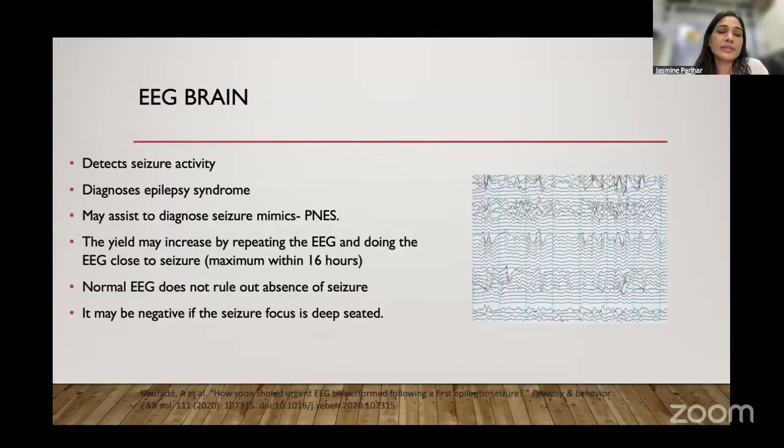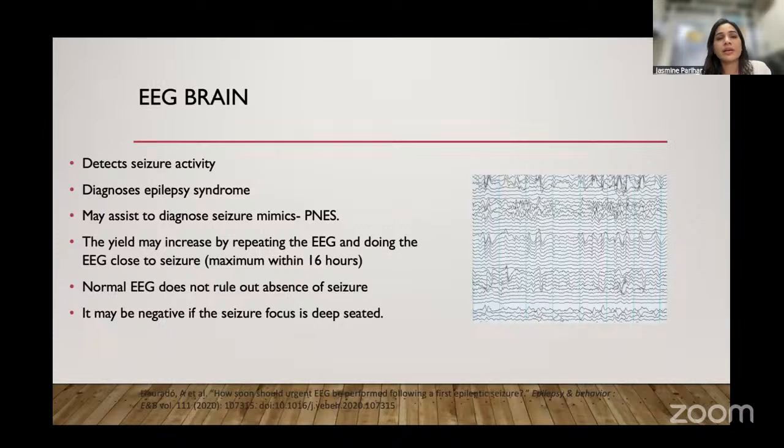Now come to the next investigation, which is EEG brain. So basically, EEG brain will detect the seizure activity. It might diagnose some of the epilepsy syndromes, like in JME, you might get polyspike and wave discharges, or it may help us rule out the seizure mimics, like the patient is having active seizure but you don't get anything in brain imaging, although a rare possibility is that the lesion is lying very low.